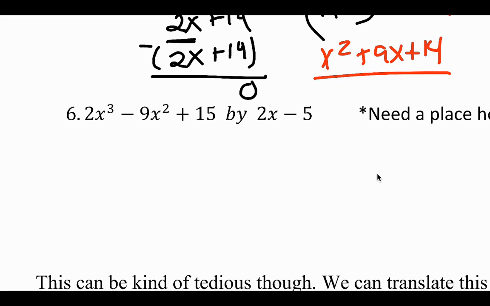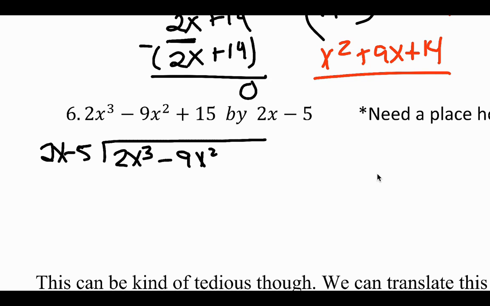So we want to make sure that we're rewriting this, that we're dividing 2x minus 5 into 2x cubed minus 9x squared plus 0x plus 15. Your placeholder can go anywhere. In this case, we needed it to go here between our x squared term and our constant term because we didn't have an x term. All right, let's go ahead and do this multiplication.